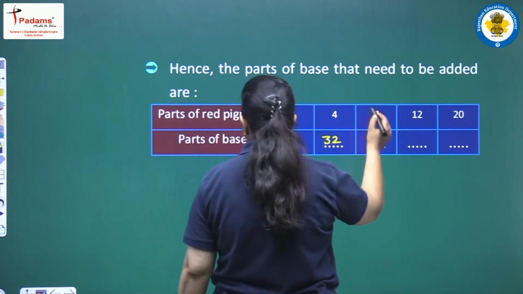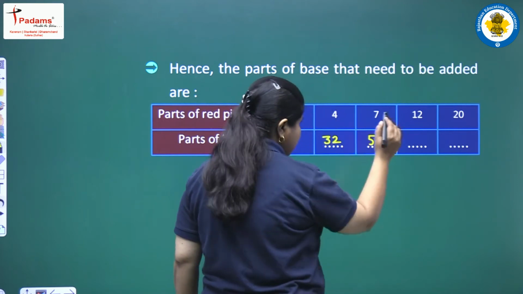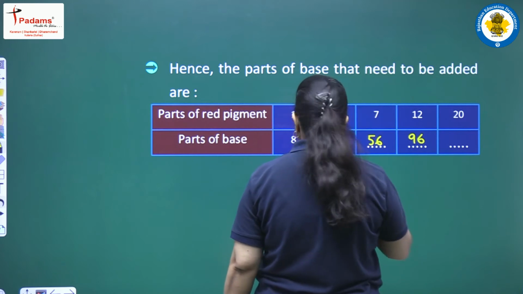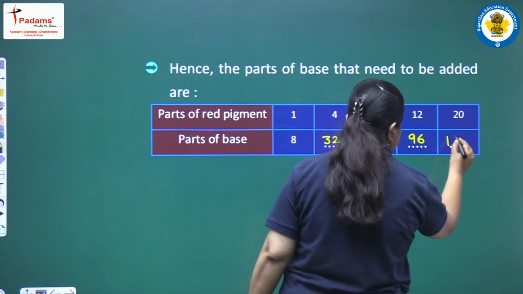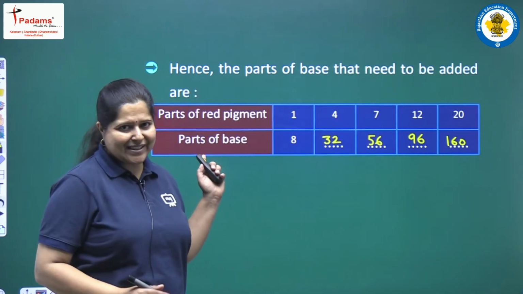For 7 parts of red pigment we need 56 parts of base. For 12 parts of red pigment we need 96 parts of base. And for 20 parts of red pigment we need 160 parts of base. So the question is clear.